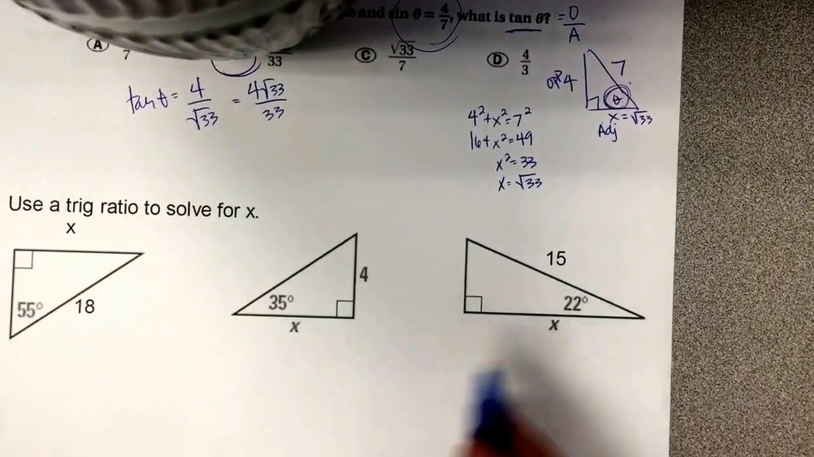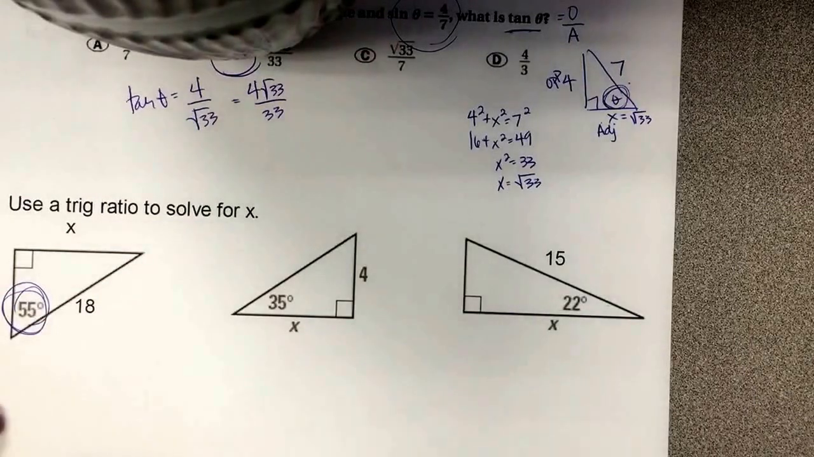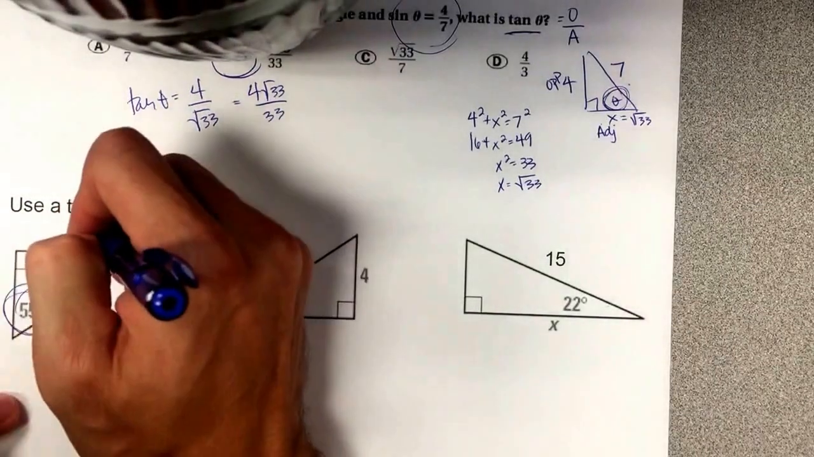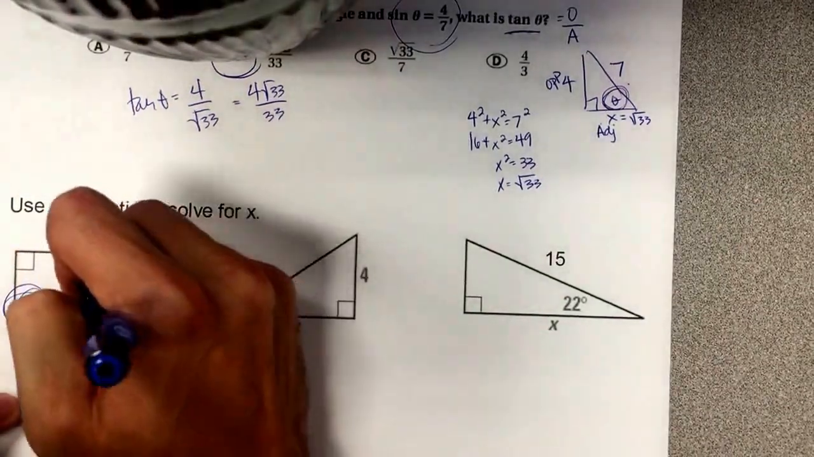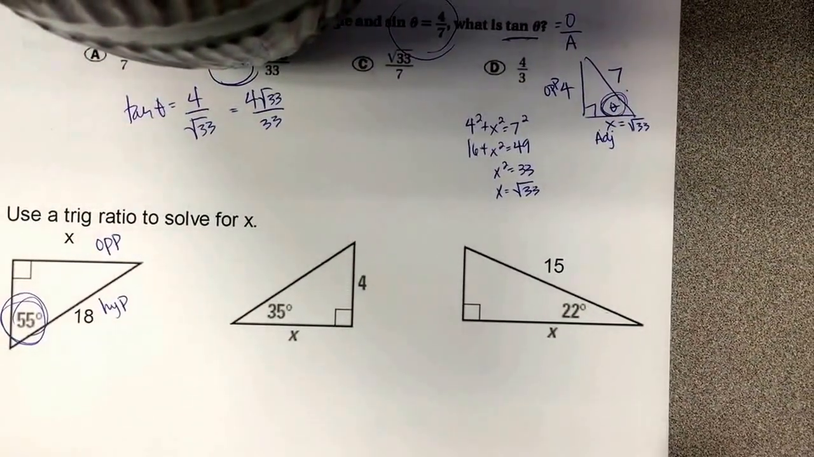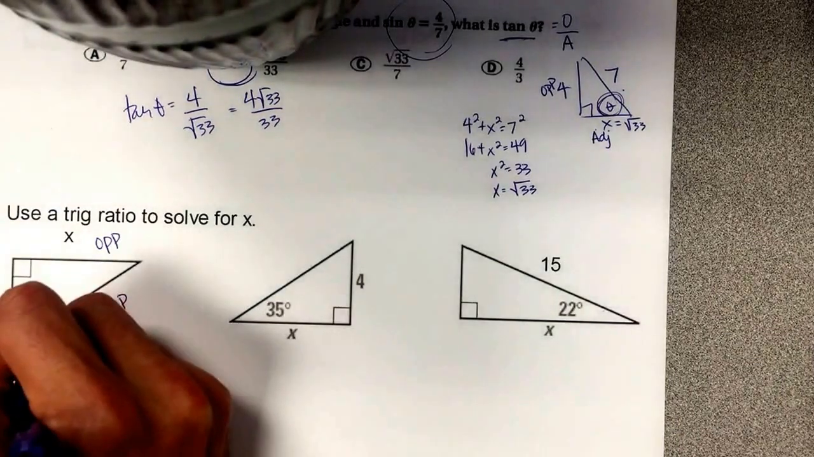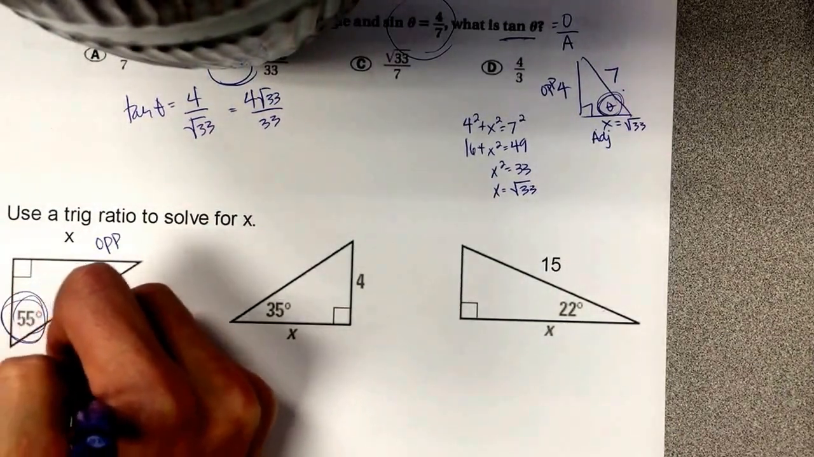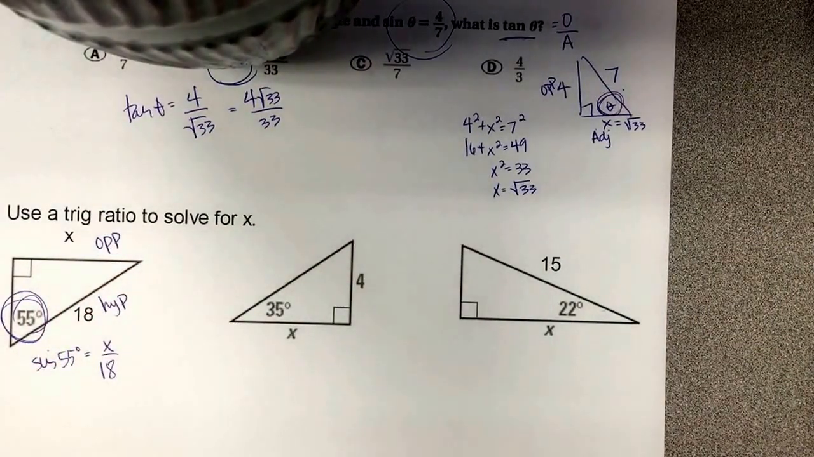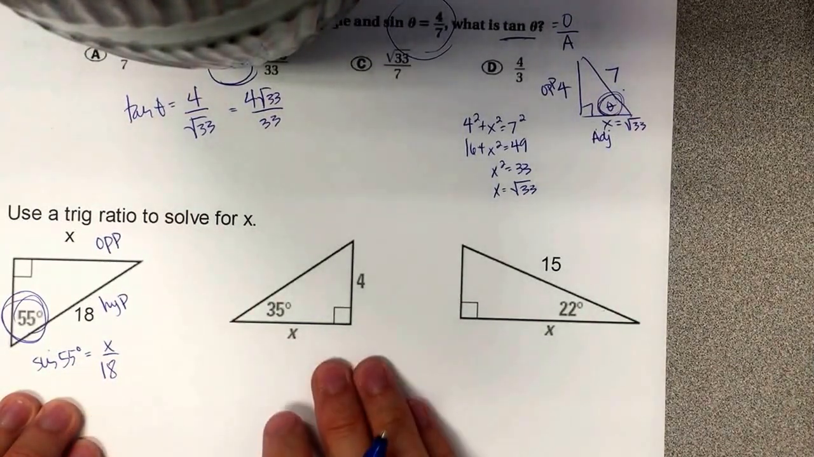So if I want to figure out missing side lengths like this one, if I circle my angle, 55 degrees, the first thing you want to identify is what sides of the triangle are the x and the 18. The x is the opposite side. The 18 is the hypotenuse. So using our SOHCAHTOA phrase, we know that O and H goes with sine. So we're going to write this as the sine of 55 degrees equals opposite side over hypotenuse. Now I'm going to leave that alone for right now. We're going to come back and solve this in a second. We're going to look at the next one.